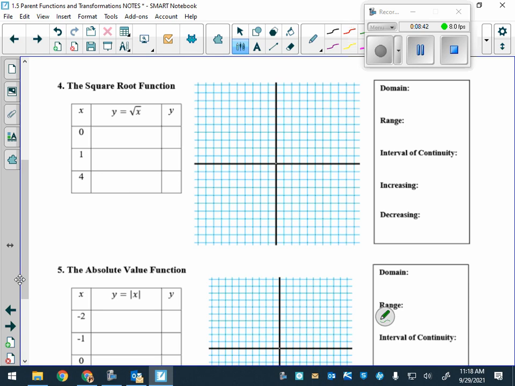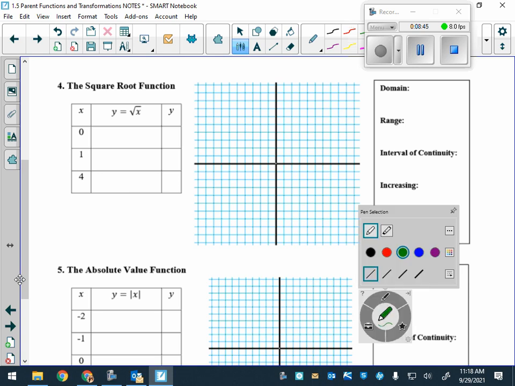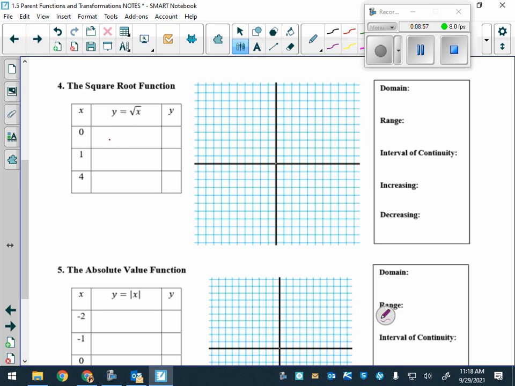All right, the next one is square root. Why didn't I give you a table of values with negative numbers? Can't have a negative square root. So, what is the square root of 0? Square root of 1. 4. If I did 9. 3. Okay, so we're going to graph that, which you guys have done already. So that's our square root function.